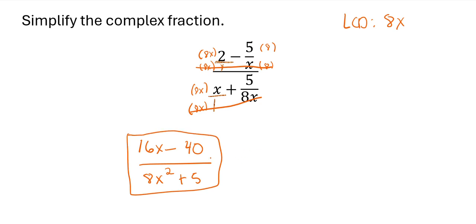However, if we were to factor out the GCF of the numerator, we're going to have 8 parentheses. So 16 divided by 8 gives me 2x minus 40 divided by 8 is just 5, over 8x squared plus 5.